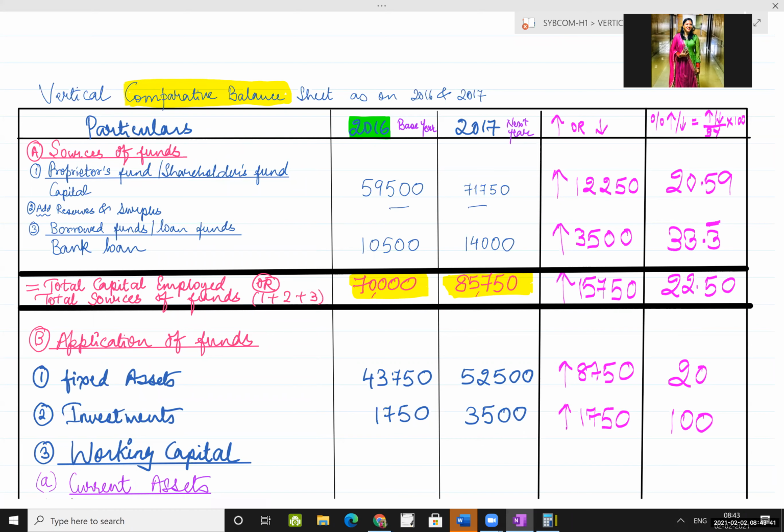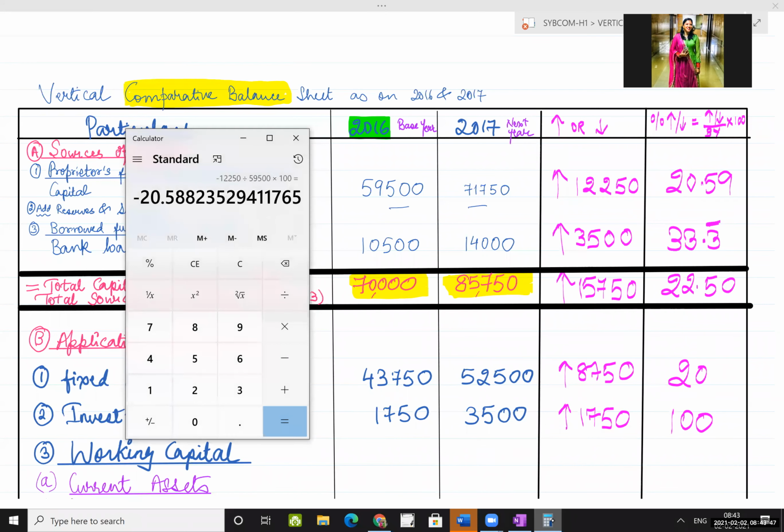Reserves and surplus is not there. Fine. Bank loan is there. Okay. 10,500 and 14,000. Obviously बढ़ गया है. 14,000 minus 10,500, so there is an increase of 3,500. Okay. Divide by 10,500 into 100. So 33.33% का increase is there.